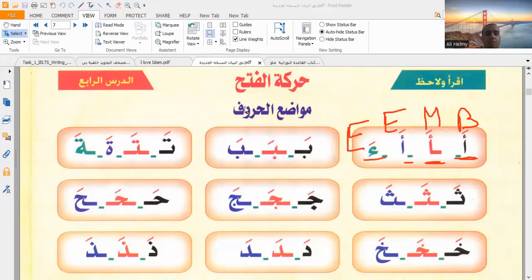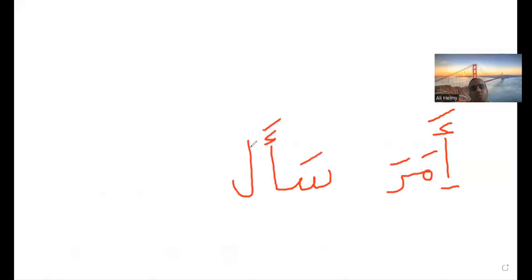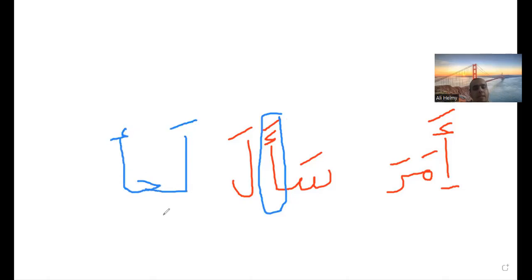Let's take examples for this. For example, a in the beginning, like this: a, ma, ra. So here, a in the beginning. Let's take an example for a in the middle, like this one: sa, a, la. So over here, we have a in the middle, as you see here. Next, we have a in the end, like this: la, ja, a. So over here, we have a in the end.